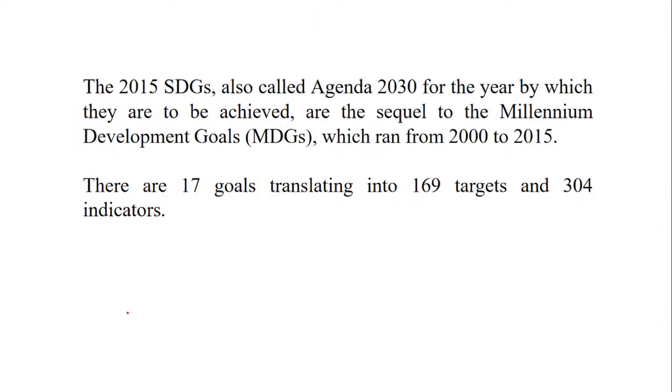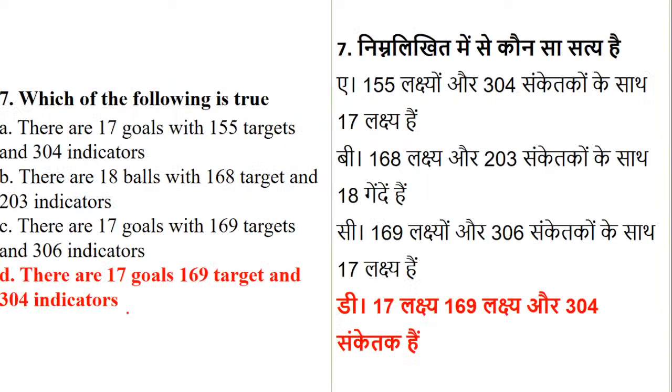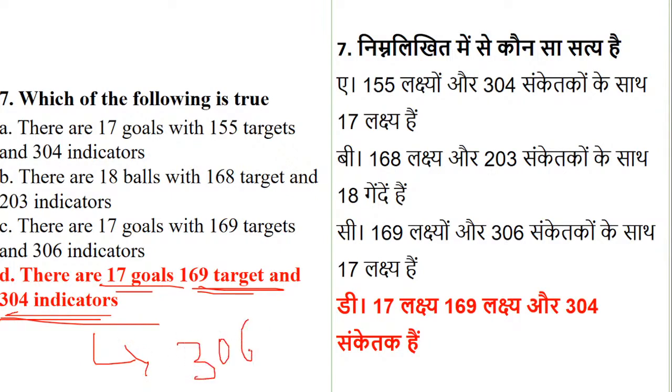So basically, now 2 goals are added over here. It is 17 goals, 169 targets, and 304 indicators. Now there are 306 indicators, but 2 indicators are not properly given. So till now it is 304 indicators.